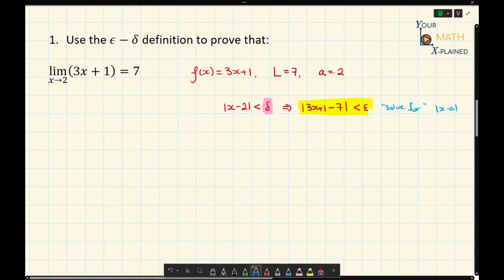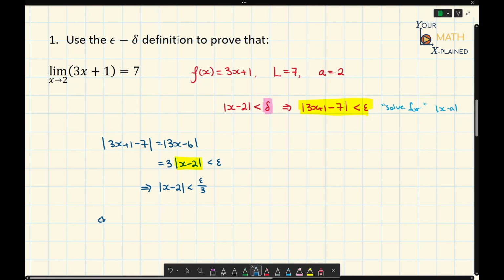So therefore, we start with the absolute value of our function f of x minus our limit, which is 7. And this is equal to the absolute value of 3x minus 6. And we know we can factor out a 3 here, so this would be 3 times the absolute value of x minus 2. And we know that this is going to be less than the epsilon value. So here we can see that we have the absolute value of x minus 2 that we wanted to solve for. So let's go ahead and isolate that. So this means we get the absolute value of x minus 2 is less than epsilon divided by 3.